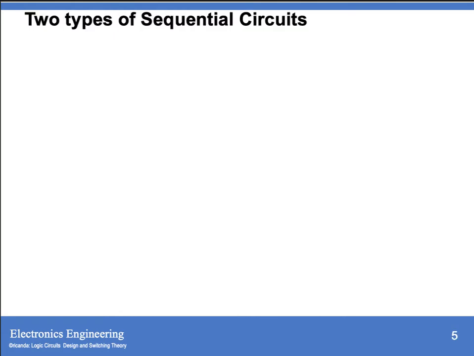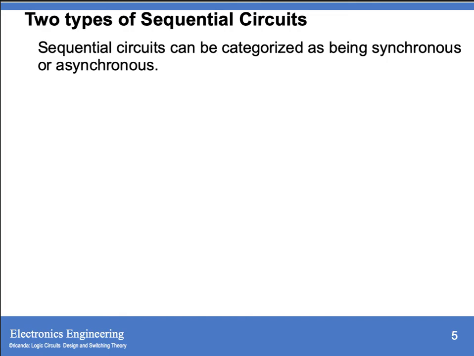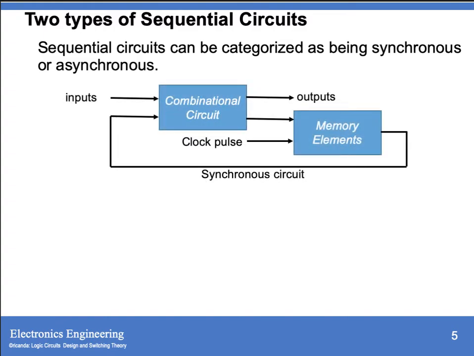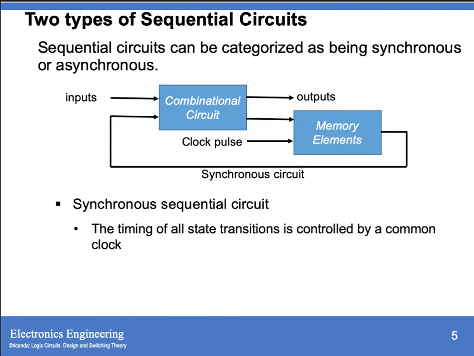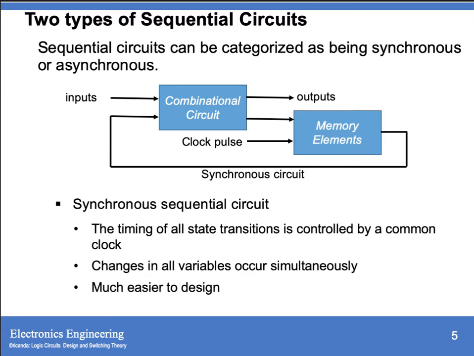So there are two types of sequential circuits. We have synchronous and asynchronous. So this is the synchronous circuit. We have a combinational circuit, then we have our feedback elements, which are your memory elements, and we have another input for your memory elements, which is your clock pulse. So the timing of all transitions is controlled by a common clock. Changes in all variables occur simultaneously, and it is easier to design.